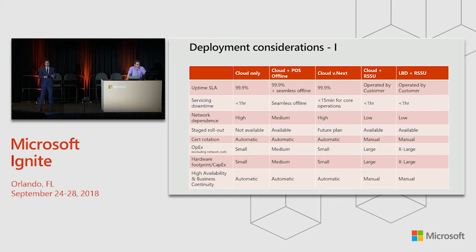In cloud only, we're promising about less than an hour. With cloud plus offline, it's going to be a largely seamless switch to offline operations while the cloud is being serviced. For cloud vNext, which is our multi-geo independent load balanced infrastructure, we're looking at eventually about 15 minutes or thereabouts of downtime in applying updates.